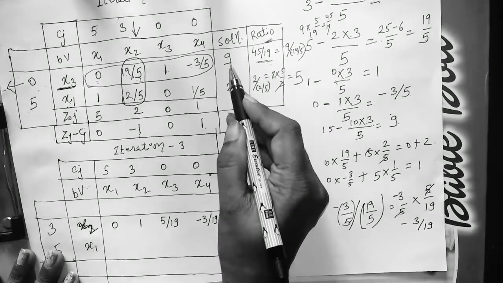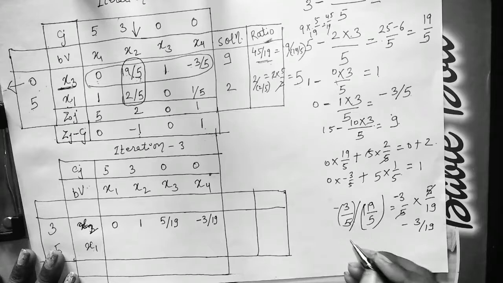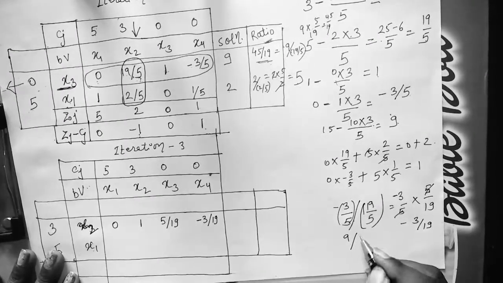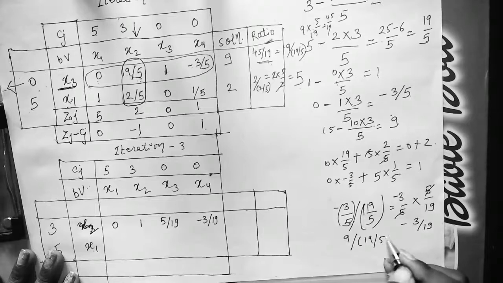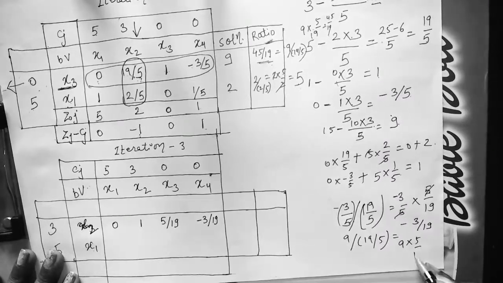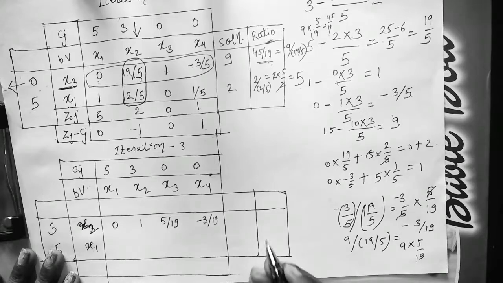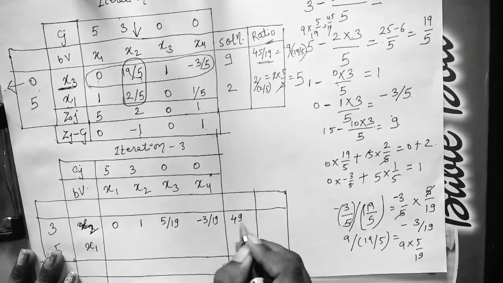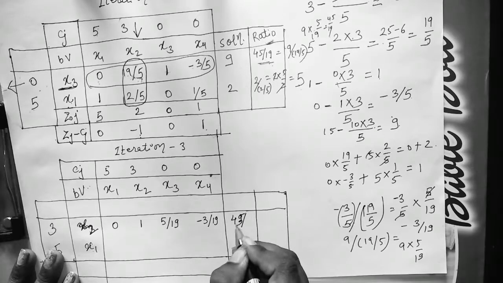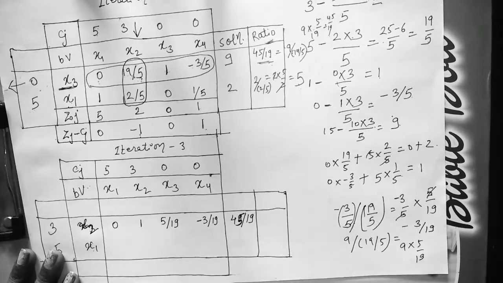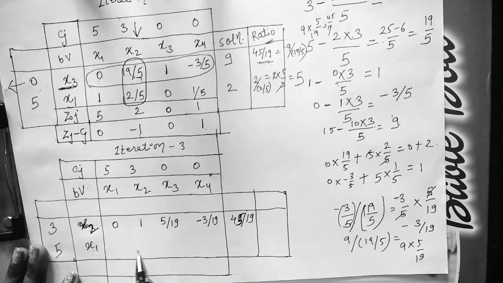Here it is 9. So for calculating this, 9 upon 19 upon 5 is equal to 9 into 5 upon 19, that means 45 upon 19. Now we'll calculate the second row.